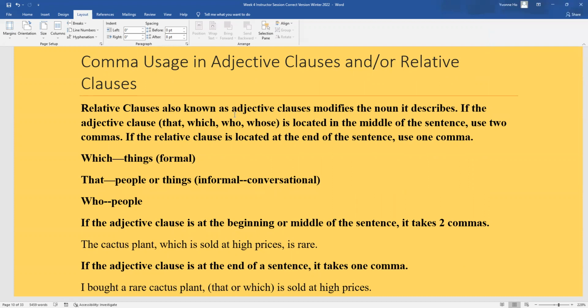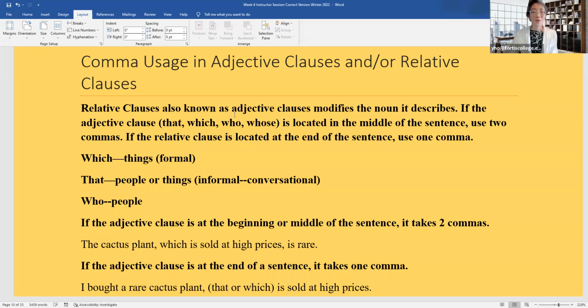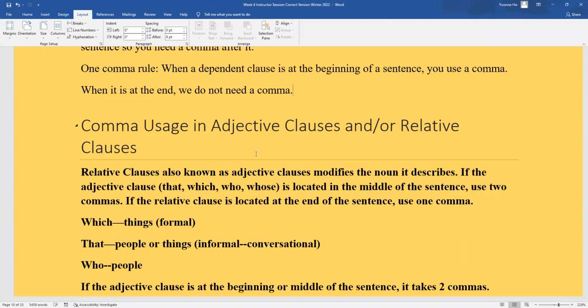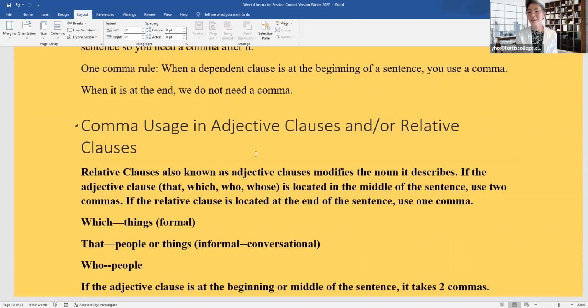Can you repeat that again? Okay, so when we have a regular dependent clause that's not that, which, who, and whose, what is the comma usage rule? We're not going to be using that, which, who, and whose, but we're using other subordinating conjunctions. What is the comma usage rule? Sorry, my battery's dying, so it keeps glitching out. Okay, I can tell you.